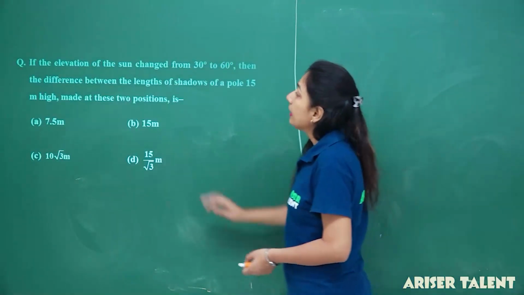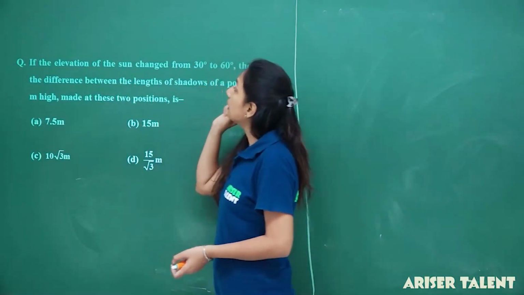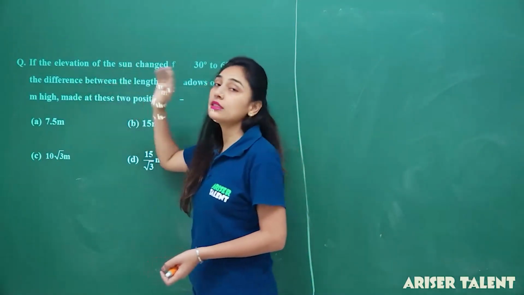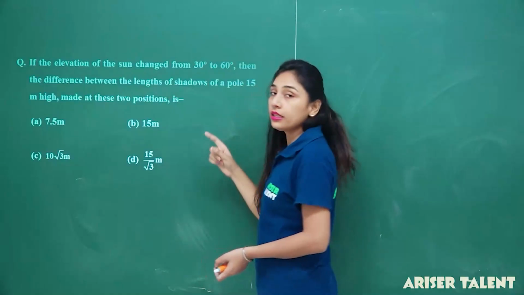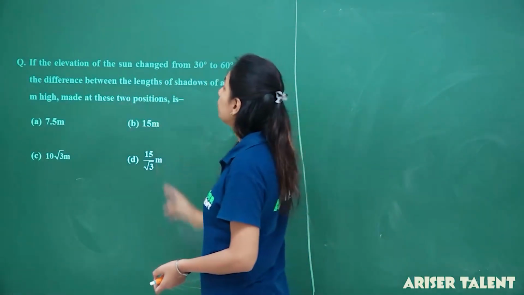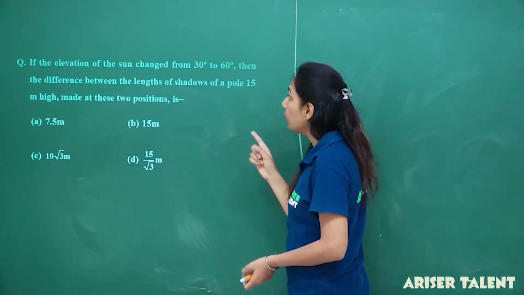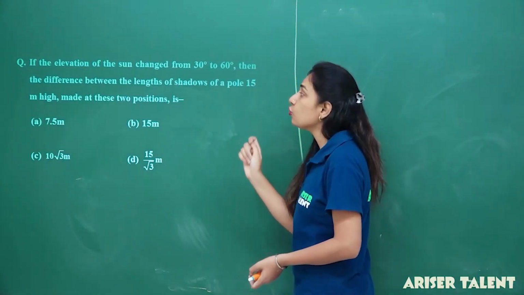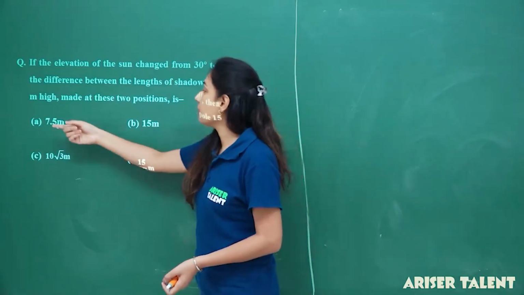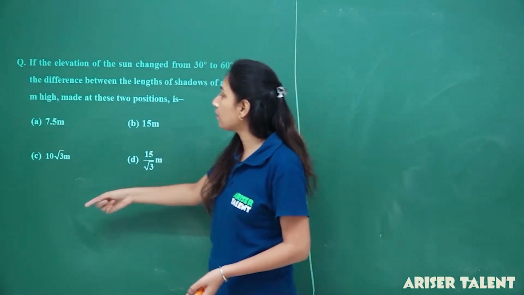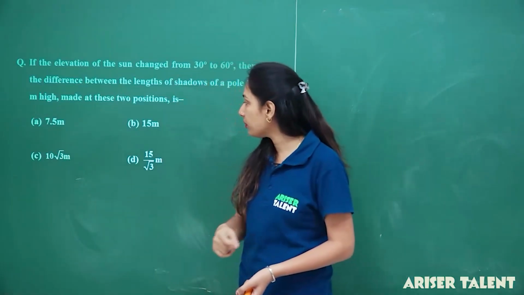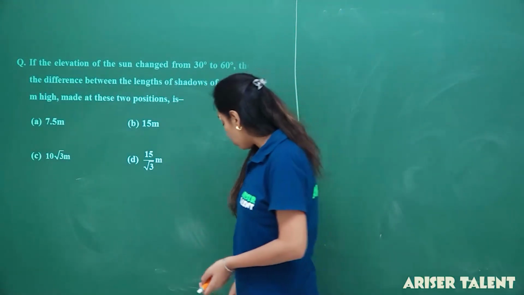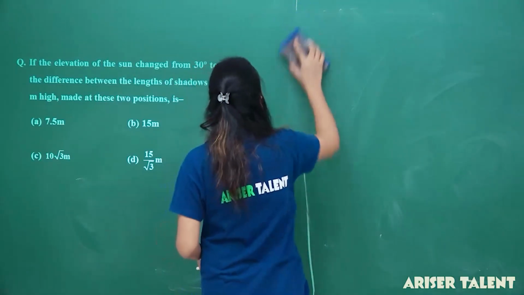if the elevation of the sun changed from 30 degree towards 60 degree, then the difference between the lengths of shadows of a pole 15 meter high made at these two positions is: option A 7.5 meter, option B 15 meter, option C 10 root 3 meter, and option D 15 by root 3 meters. So how will you know the answer?